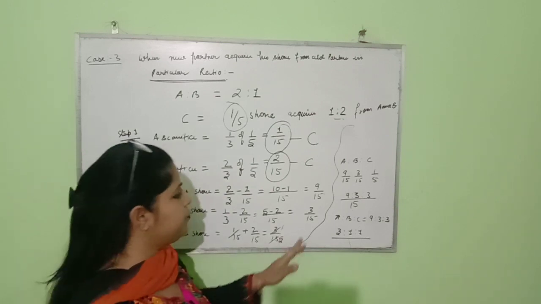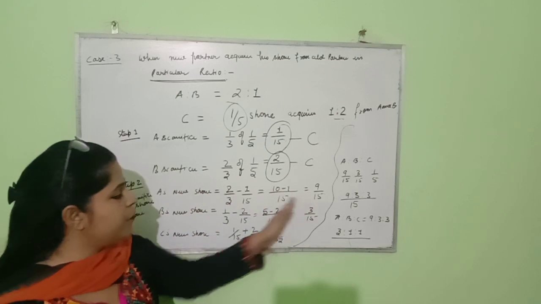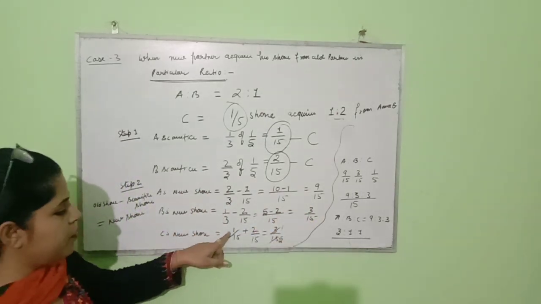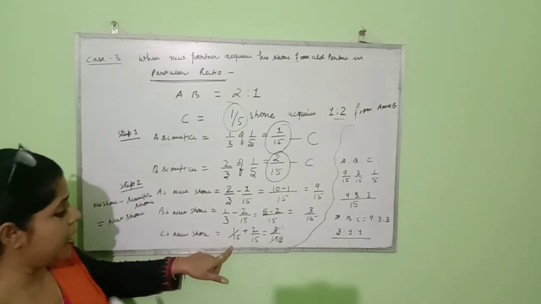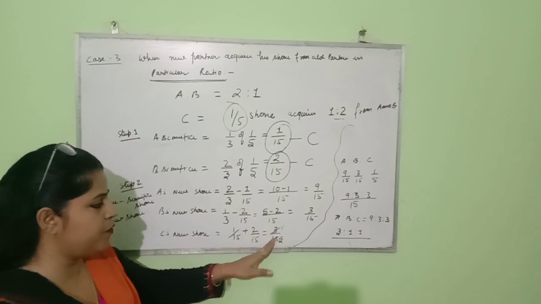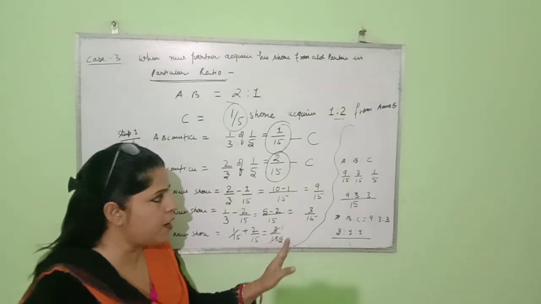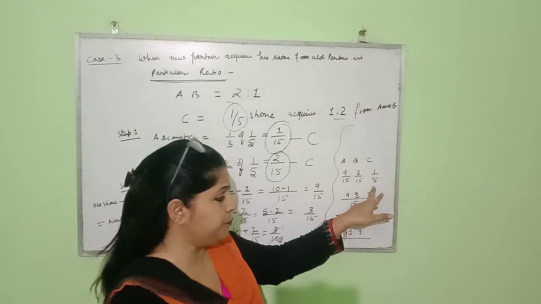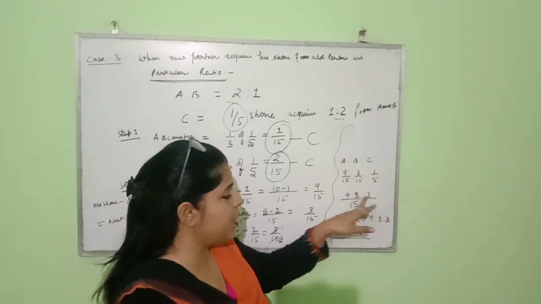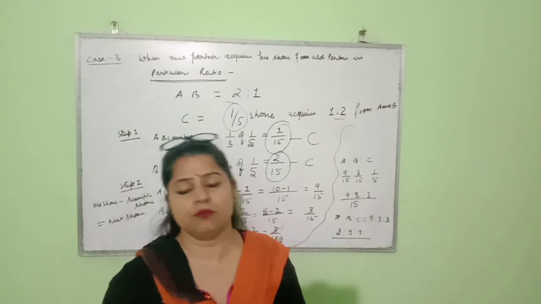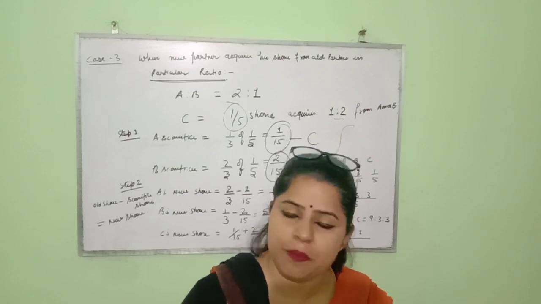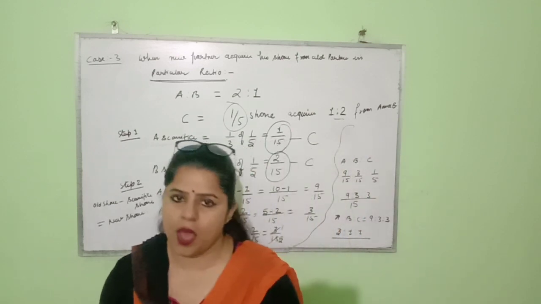And after that you saw A's new share is 9 by 15, B's new share we had calculated 3 by 15, C's new share, in which 1 by 15 is getting from A and 2 by 15 from B. Both added, it comes 3 by 15, and we will reduce it to 1 by 5. Then I have taken an LCM of all the denominators, it comes 15, 9 is to 3 is to 3. And if we shorten it further, it comes 3 is to 1 is to 1. So the new profit sharing ratio between the three partners is 3 is to 1 is to 1.